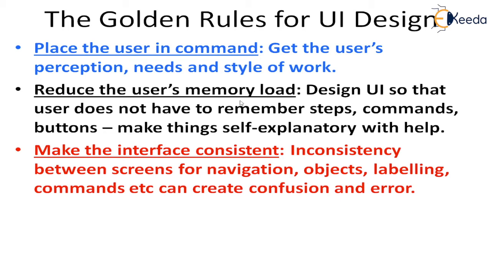That is not a good design. So we have to design in such a way that the user does not have to remember steps or commands or buttons. It should be self-explanatory. It should be totally visual to him. When it is visual and self-explanatory, in the way it is laid out, the labels, the messages, the help, he doesn't have to memorize, and he can concentrate on his business and do the work. Then he will be satisfied, and that is why it is one of the golden rules.